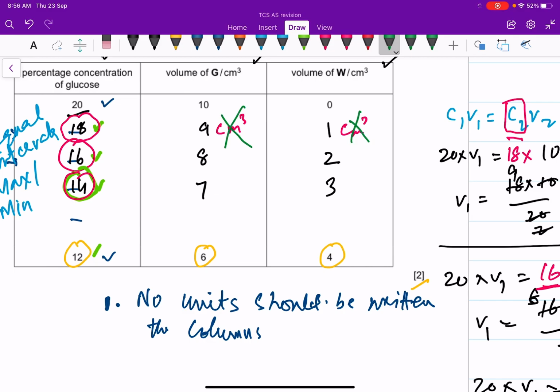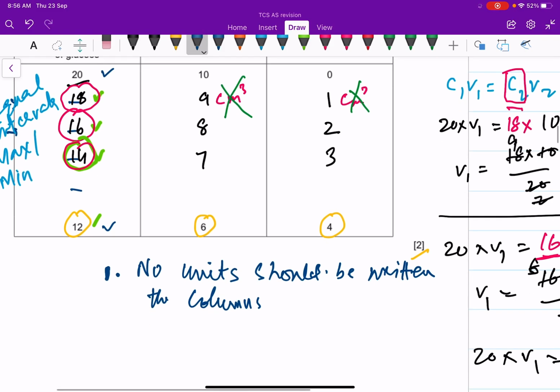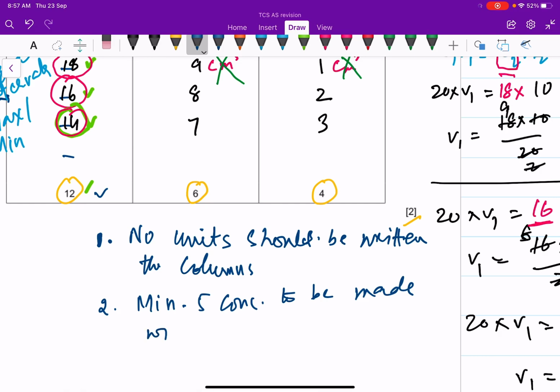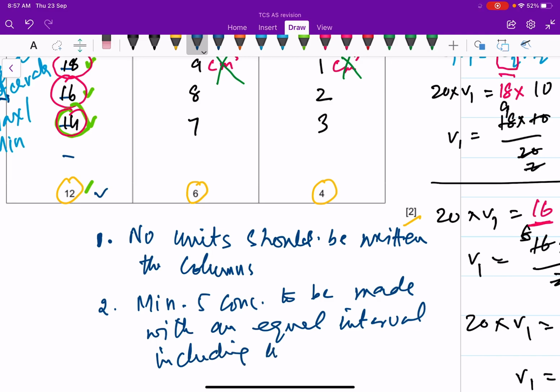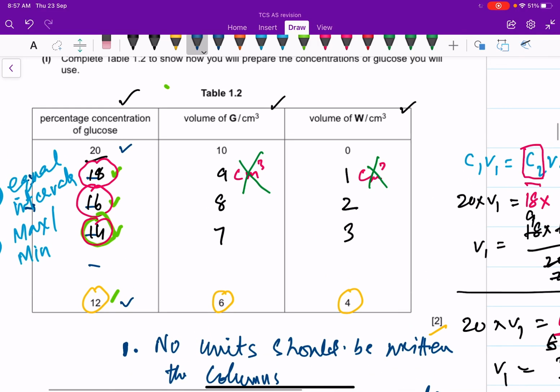Now, the other thing that you need to consider is the concentrations. Minimum 5 concentrations to be made with an equal interval, including the range given. So these are the 2 things that you need to consider while you are filling this table.